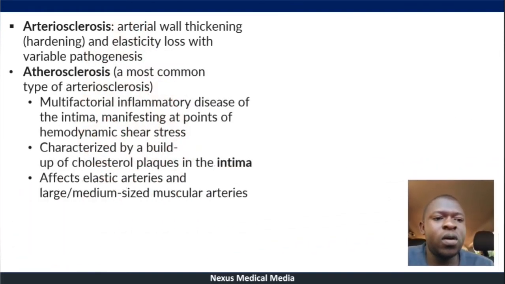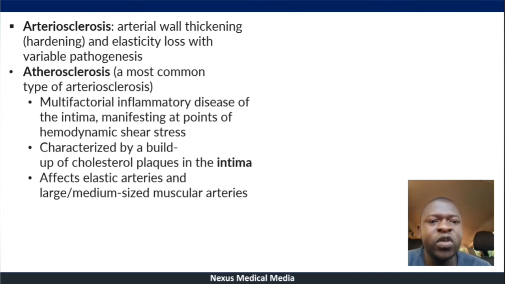Okay, so an introduction to coronary heart diseases, because in your syllabus they want you to know. Arteriosclerosis is thickening or hardening of the arterial wall and the loss of its elasticity, caused by different things. An example of arteriosclerosis is atherosclerosis. What is it? This is a multifactorial inflammatory disease of the intima, manifesting at points of hemodynamic shear and stress.